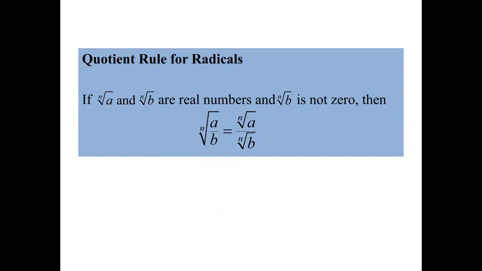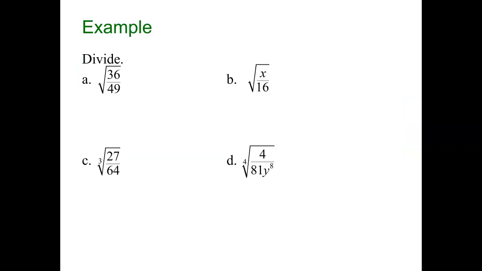Quotient rule, same idea, but now we're dealing with division instead of multiplication. We did this a little bit before when we had the square root of a fraction that was a perfect square, such as 1 over 9 or 25 over 36. You guys were pretty good with those in the beginning. This is more useful when we have either a numerator or a denominator that is not a perfect square, which is why it helps to split it apart.